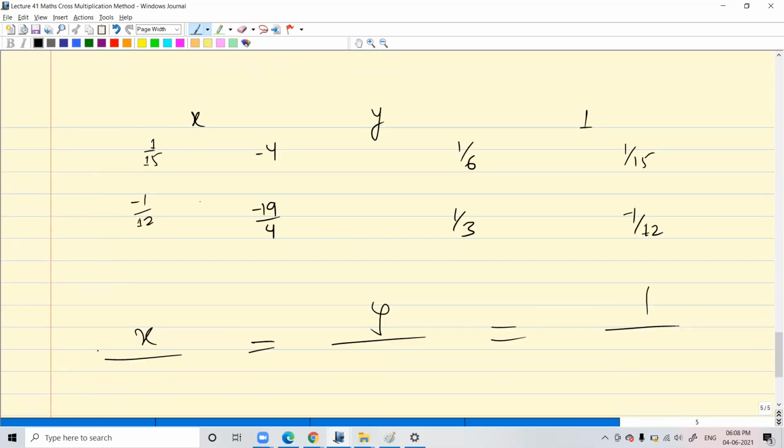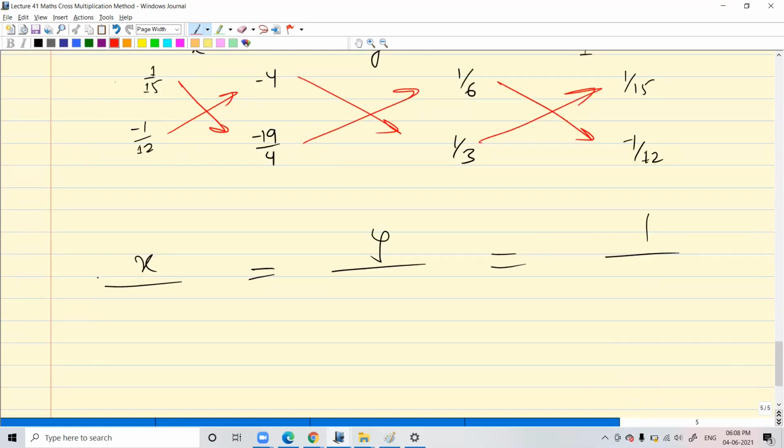And then the arrows, these two multiply together, these two here and here. And how do we write it? We write it X by what? 1 by 15 into -19 by 4. Then minus. So I'm going to remove that sign. I'm going to write it exactly like this. Everyone knows this calculation now, right?